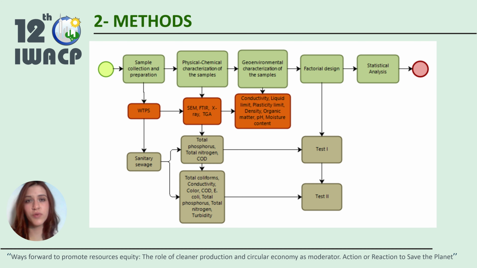To give a brief overview of the methods, the samples were first collected and prepared for both the WTPS and wastewater. The physicochemical and environmental characterization of the WTPS was carried out. For the wastewater, only the physicochemical characterization was carried out, with different parameters analyzed for the two rounds of tests carried out. The factorial design and statistical analysis will be explained below.